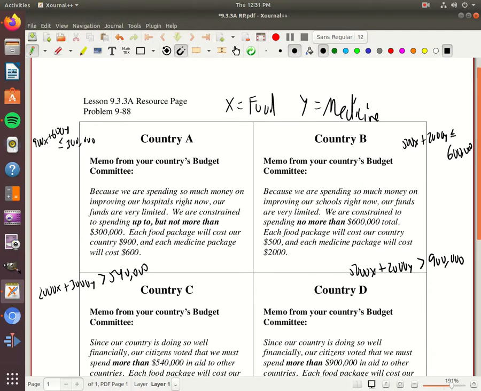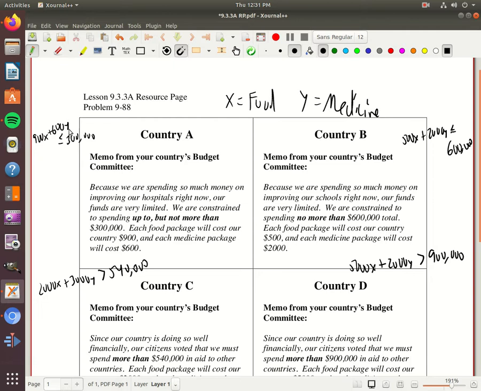I guess the question is, why did I run out of room on these ones? It doesn't really seem like I had to. So I'm going to rewrite this as less than or equal to 300,000. This was 600Y. And this one, again, I guess 500X plus 2,000Y was less than or equal to 600,000. You'll notice that none of these are in slope-intercept form. They are in standard form.